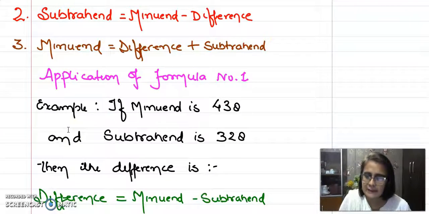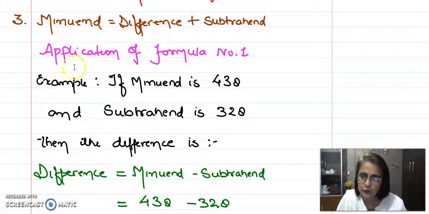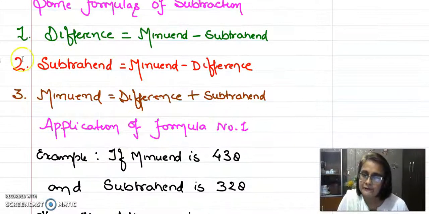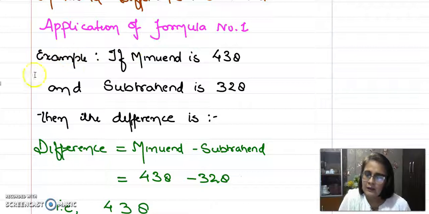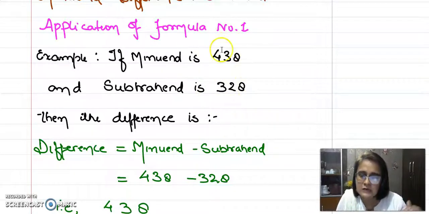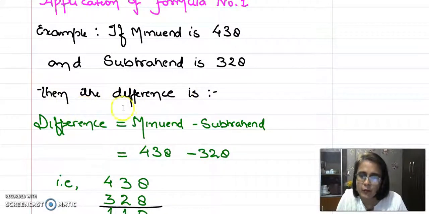Now let's take an example of the first formula that I told you. What was my first formula? That difference is equal to minuend minus subtrahend. Now let us see how we apply this formula. Example, these types of questions you will see in your exercise. It says, if minuend is 438 and subtrahend is 328, the first number is 438, and the number that you are subtracting from the minuend, that is the subtrahend, is 328, right? What are they asking us? They are asking us to find the difference.